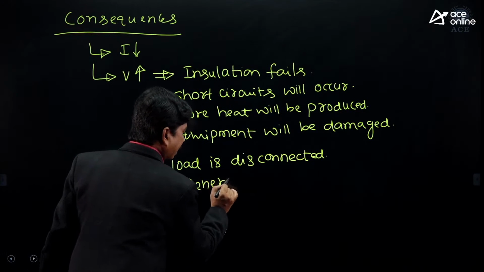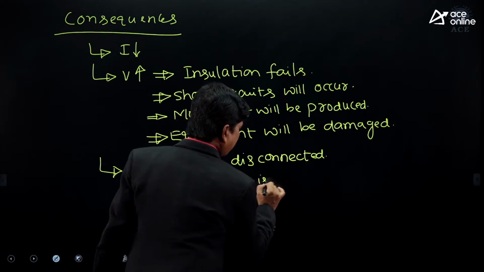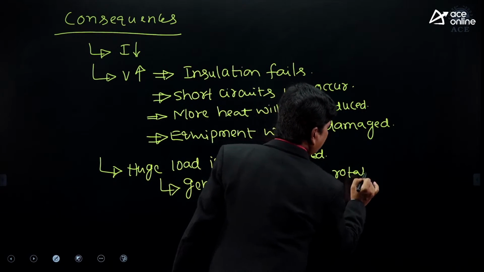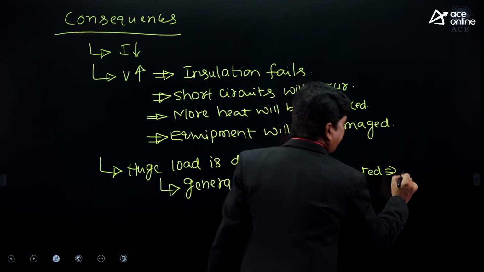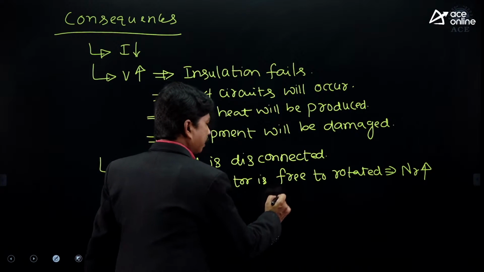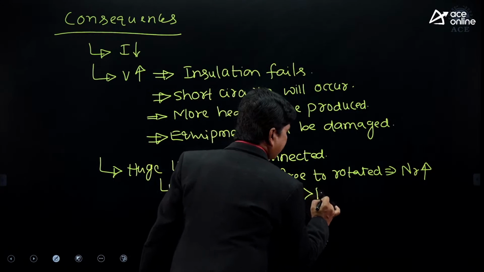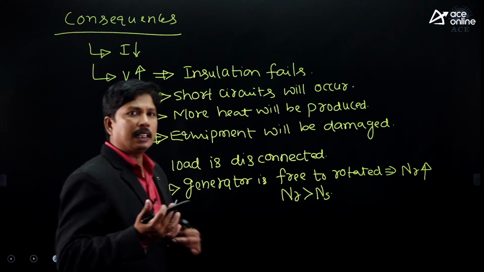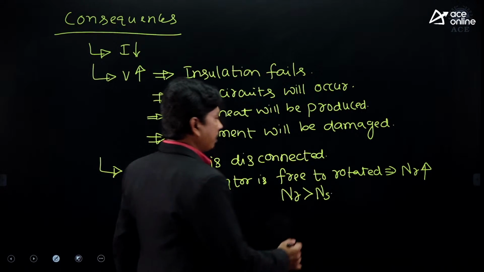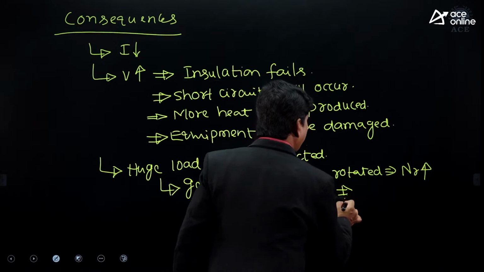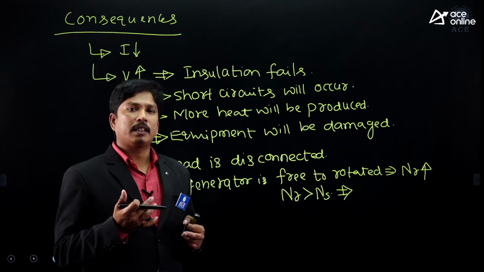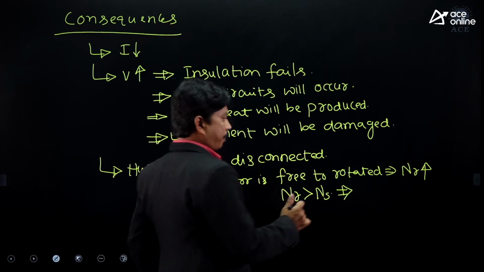Generator is free to rotate, so that the rotor speed will be increasing, and that rotor speed is more than that of the synchronous speed, so that the generator is coming out of synchronism. Therefore, the synchronous generator will become unsynchronous, or an asynchronous generator, and because of that, the stability of the system will be reduced.